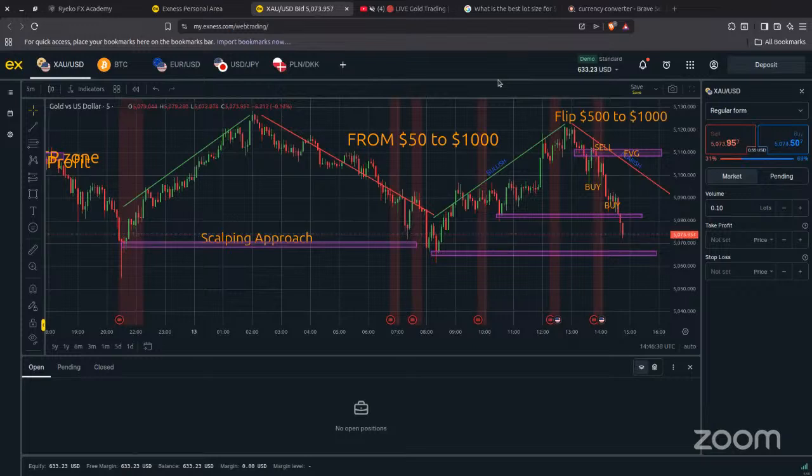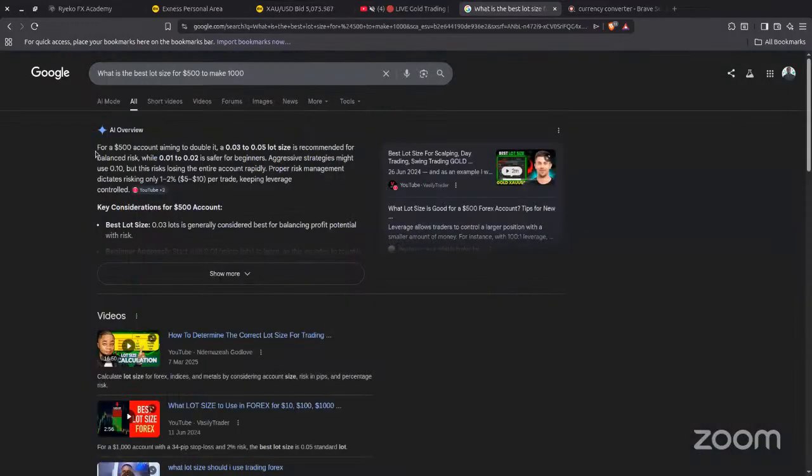So now the more money you put, the better, but with proper risk management. You don't take a bigger risk until you do proper analysis of the market and see that the market is going in your direction. Now you look here. For 500, if I'm aiming to double it to make 1,000, the recommended lot size is 0.03 to 0.05. That is recommended for a balanced risk. 0.01 to 0.02 is safer if you are a beginner. So these are clues you get to know.